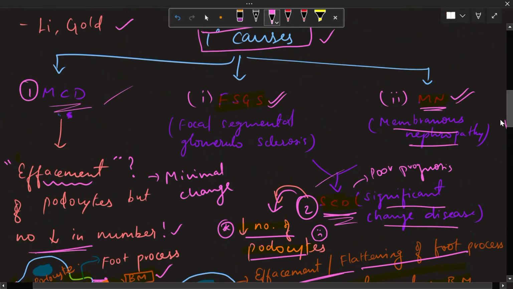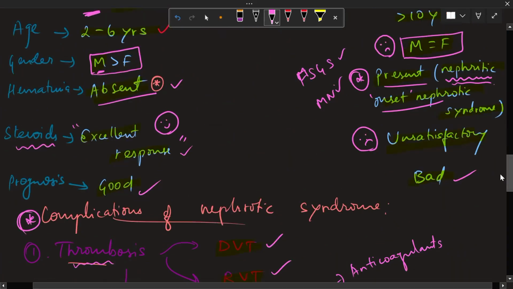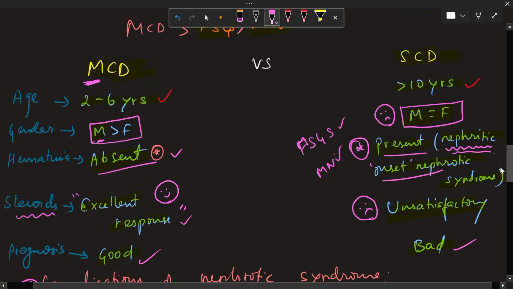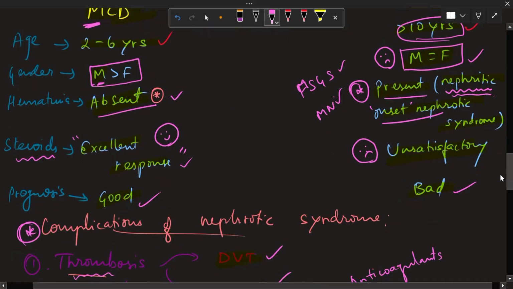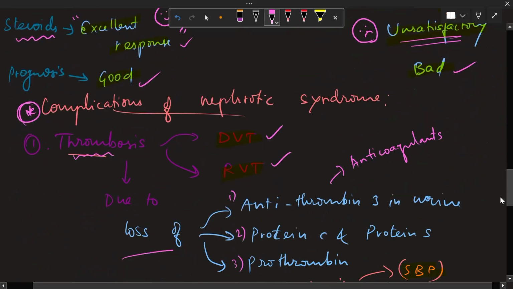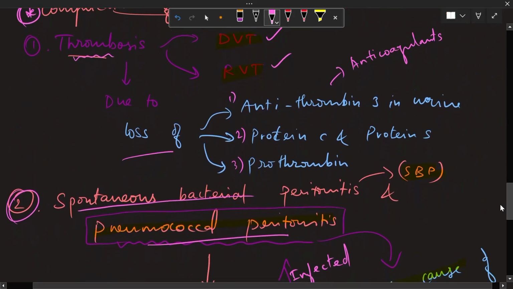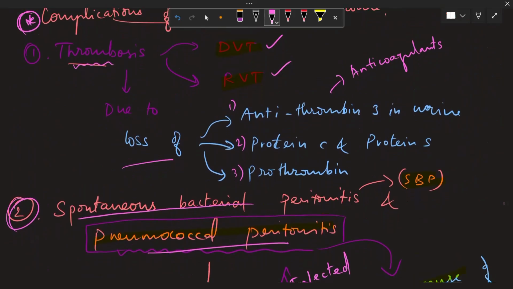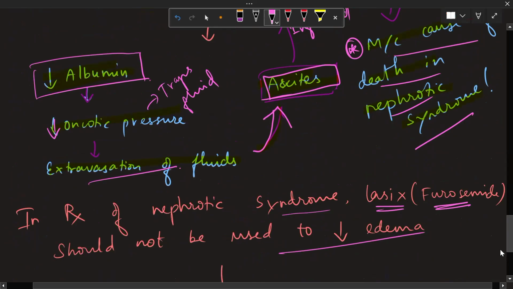And we have seen the difference between MCD and SCD. MCD has got good prognosis. SCD has got bad prognosis. SCD affects somewhat older children, and it equally affects both males and females, and hematuria will be present in SCD. So that is called nephritic onset nephrotic syndrome, and it has only unsatisfactory response to steroids, and we have seen 3 complications: thrombosis, SBP, and pneumococcal peritonitis.